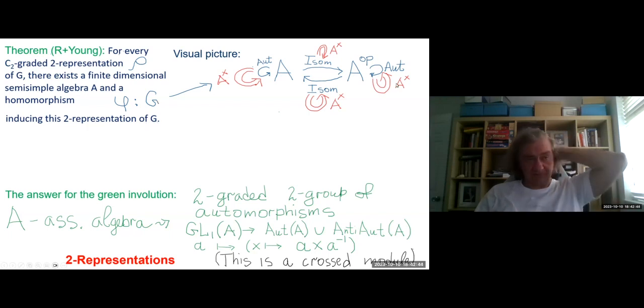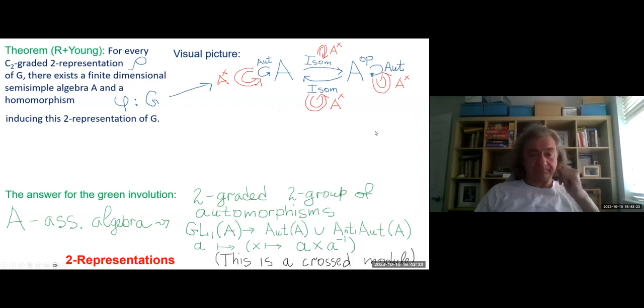So what is a homomorphism? Yes, so your G0 acts on A by automorphisms, and G1 should act on this algebra by anti-automorphisms. And if it's a proper two-group, if it's not just a group, but it's a two-group, then it has two-morphisms, and the two-morphisms will act by multiplications of the algebra.